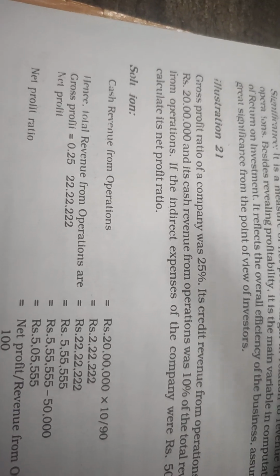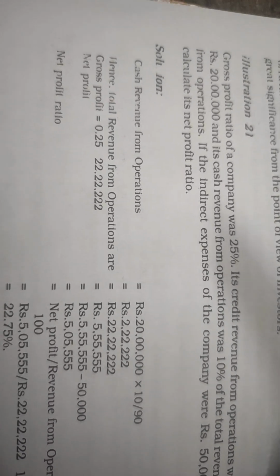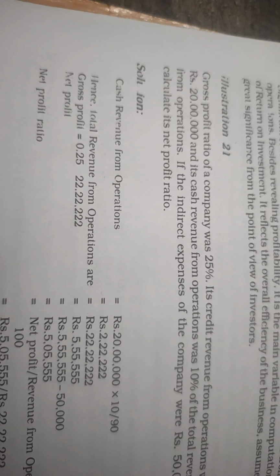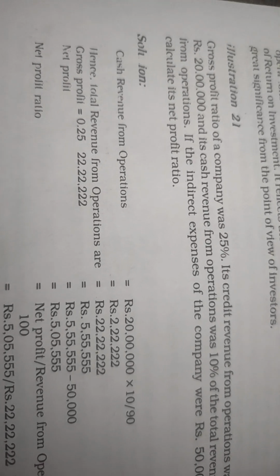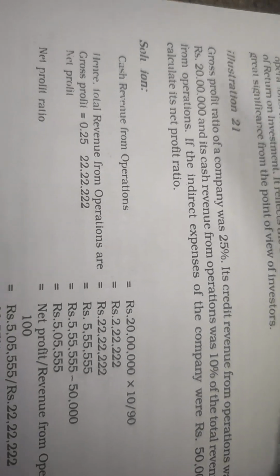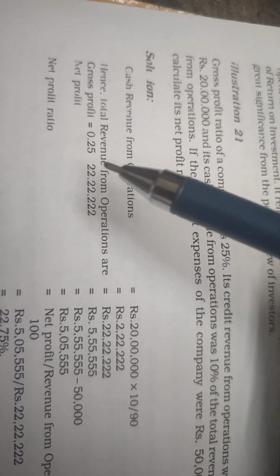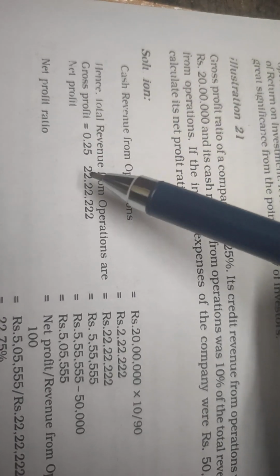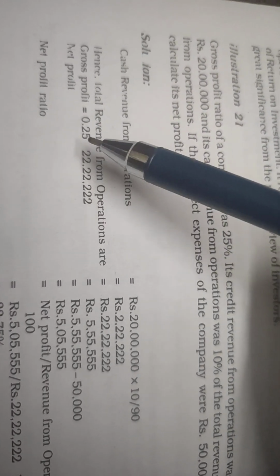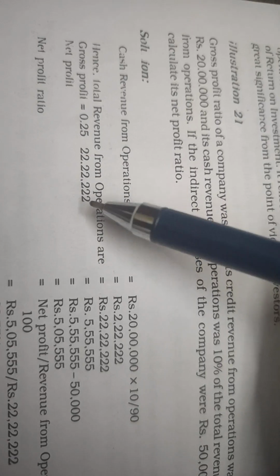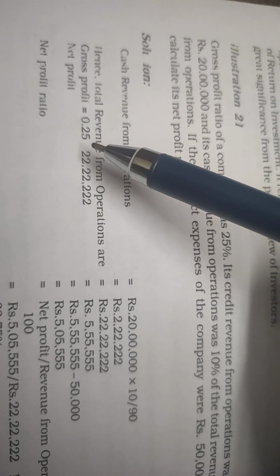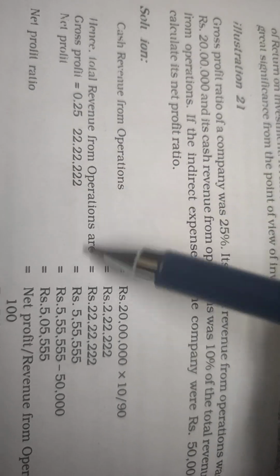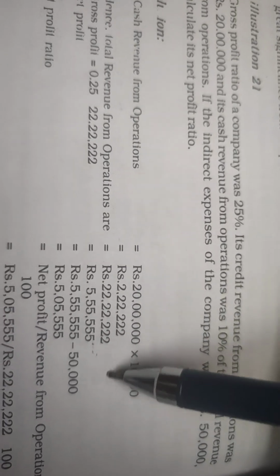Then coming to the question, the gross profit ratio percentage is given. Gross profit ratio 25% means 25% of the total revenue from operations. So from this we can compute the gross profit. Gross profit is equal to total revenue from operations, which we have already computed, into 25 by 100 or 0.25. This will be the amount.